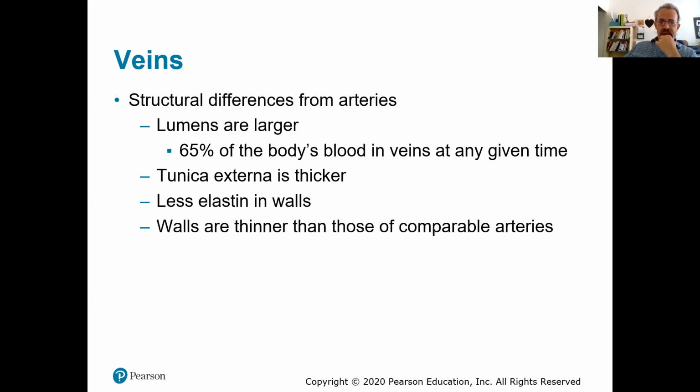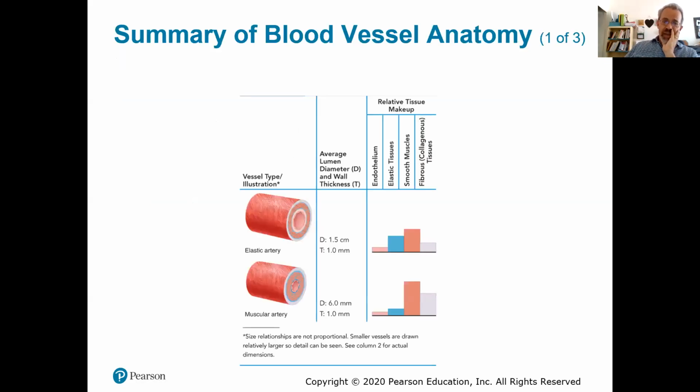But like I said, there's less muscle, less elastin. The walls are thinner, so there's not the constriction and dilation that's going to drive blood through. Okay, let's take a look at a little summary here of the relative makeup of blood vessels, and we'll talk about how blood gets back to the heart.